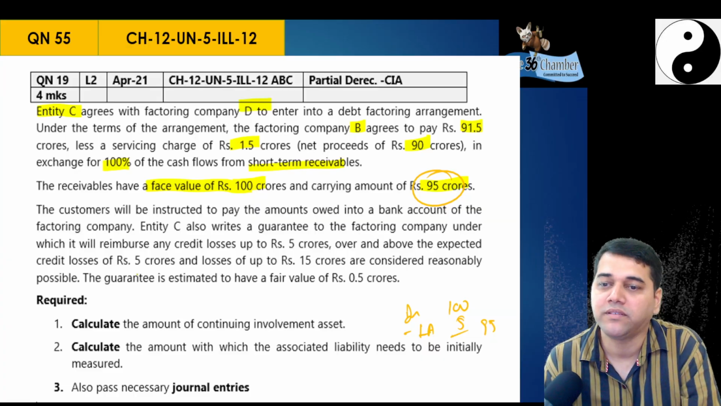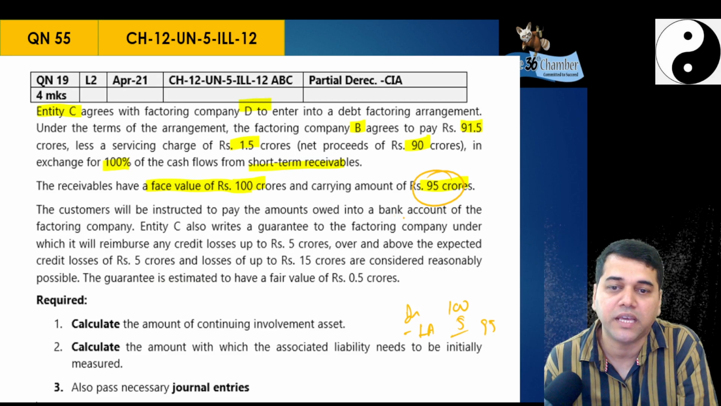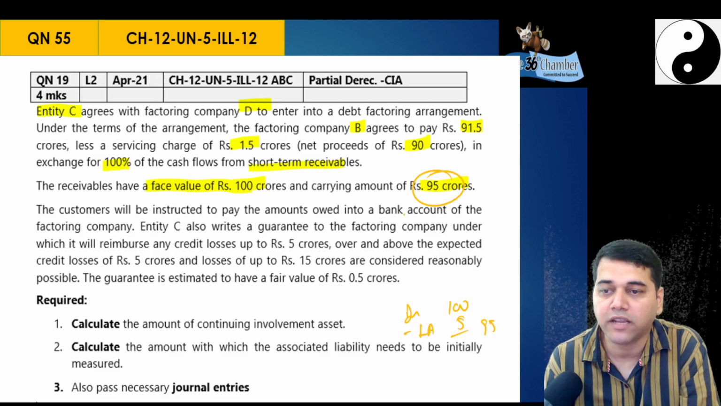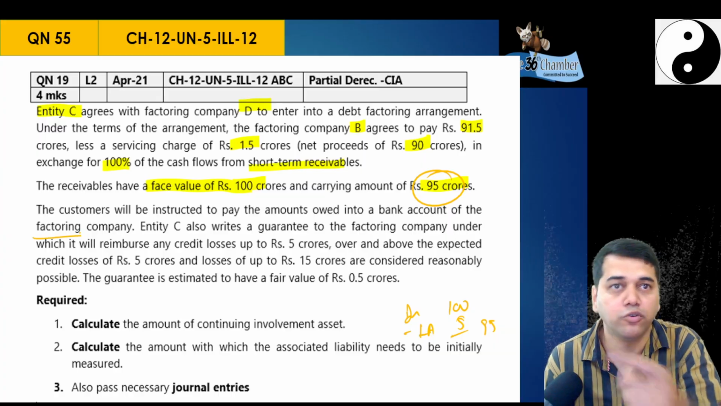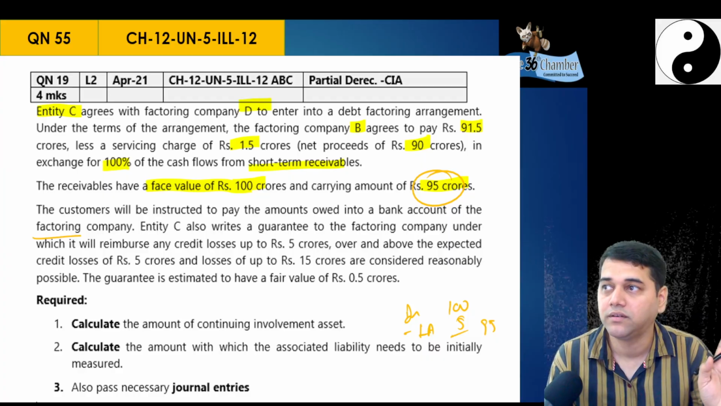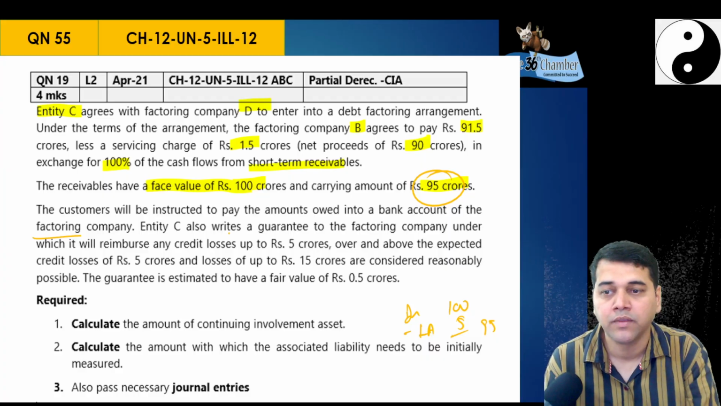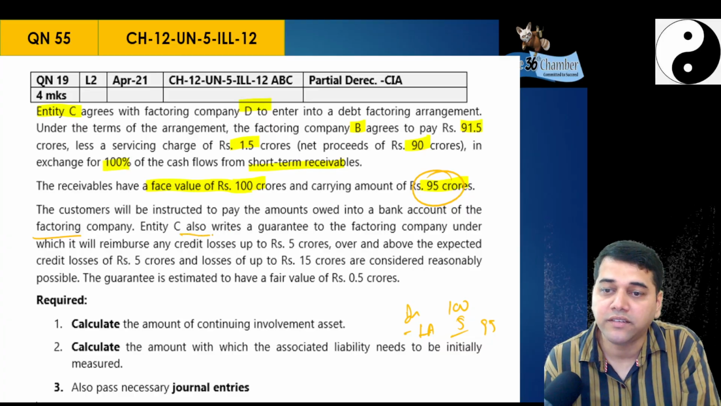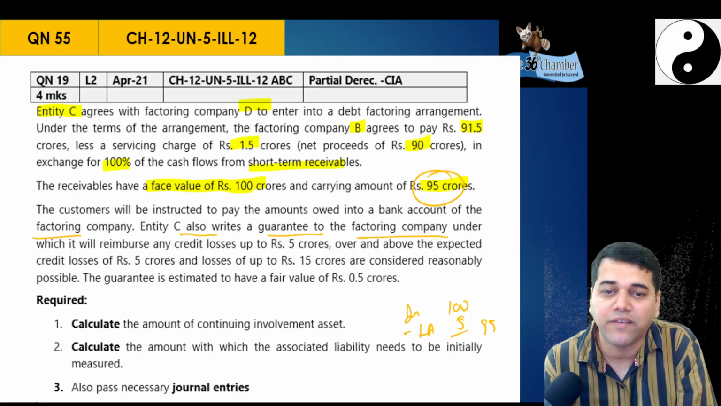But what happens? The customers will be instructed to pay the amount owed into the bank account of the factoring company. They say, look, going forward, don't pay me, pay that factoring company, because you have been purchased by them, and they will follow you up. Entity C also writes a guarantee to the factoring company under which they will reimburse any credit loss.